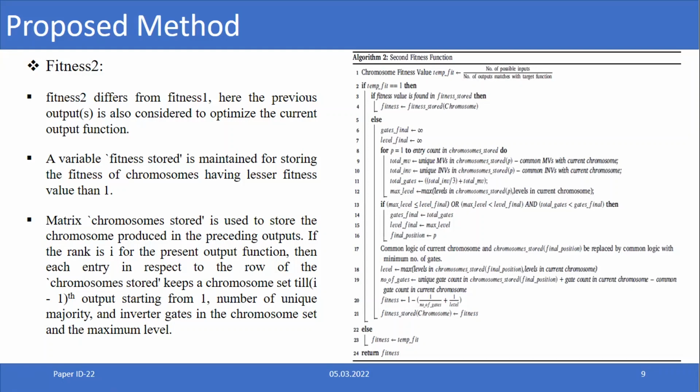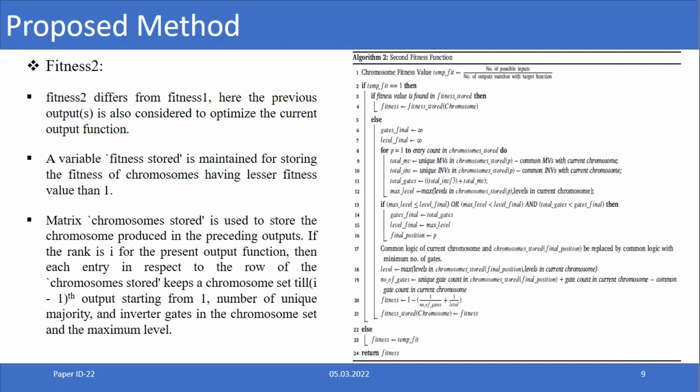In the case of chromosome stored, it is mainly a matrix. I have used this matrix to store the information about the previous chromosomes. Previous chromosomes means, suppose the current chromosome is the I-th chromosome, then I have stored the information from 1 to I minus 1 chromosome in this chromosome stored.